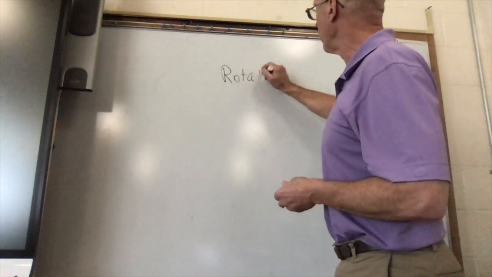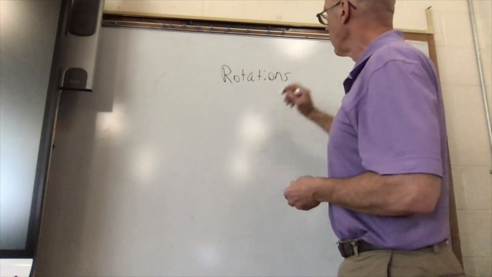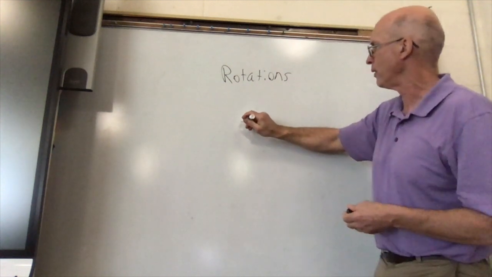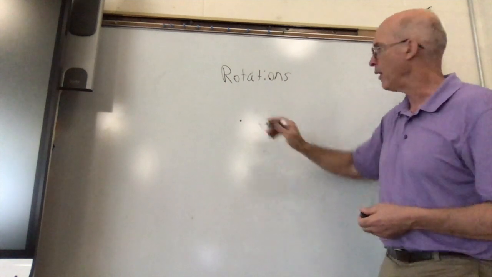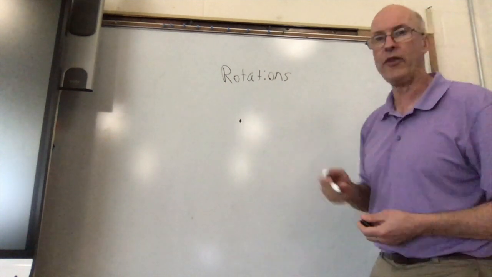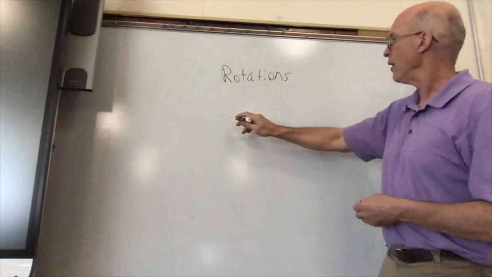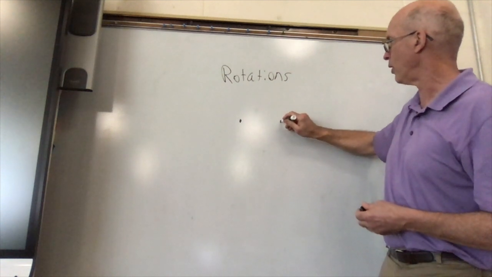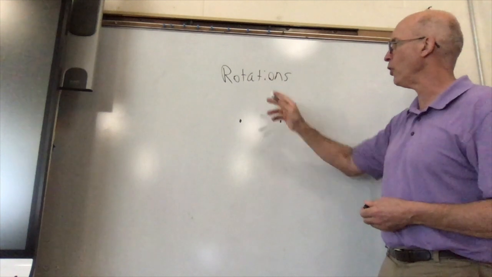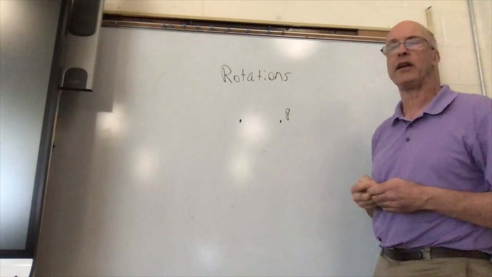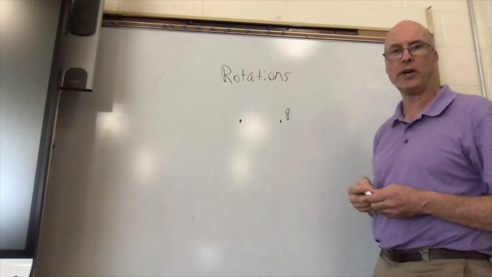Rotations are when you move a point or even a figure around a fixed point. That point is called the center of rotation. So if I had a point over here, we'll call it P, and I wanted to rotate that, let's say I wanted to rotate it 120 degrees.